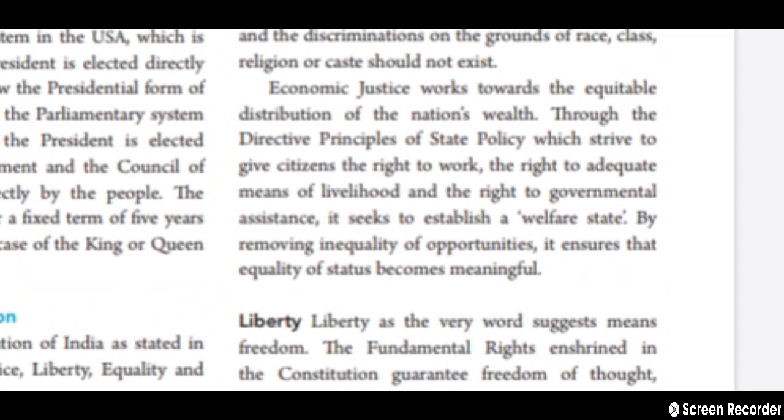It tries to establish a welfare state by removing some of the inequality of opportunity, and it ensures that equality of status becomes meaningful.